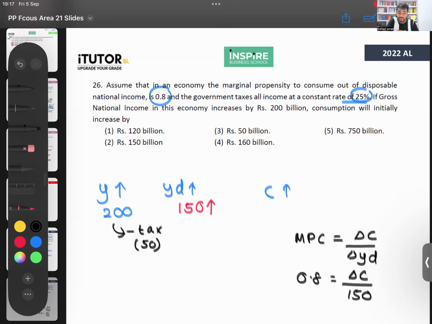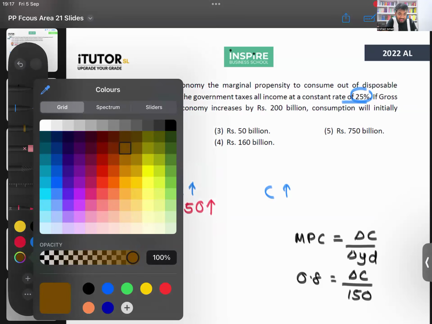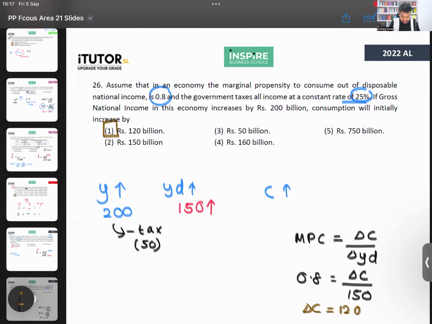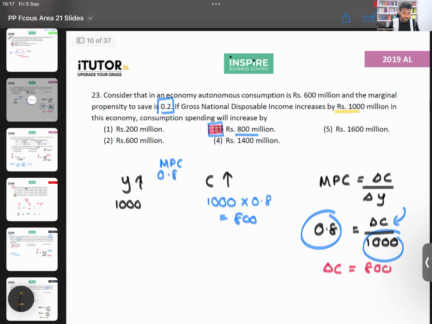How much is 120? So your change in consumption is 120. So this is very similar to which question? This question is very similar to the 2019 question, 2019-23. The only thing is, in the 2019 question, there is no tax.